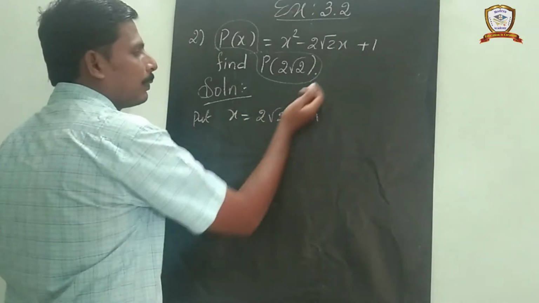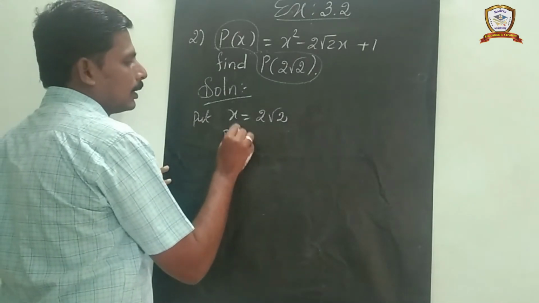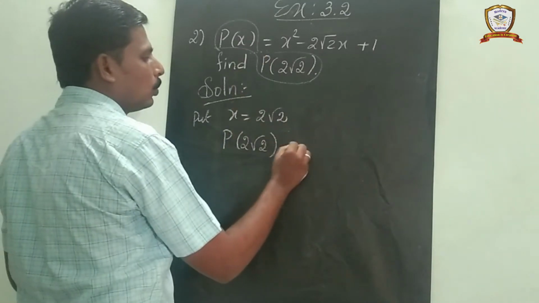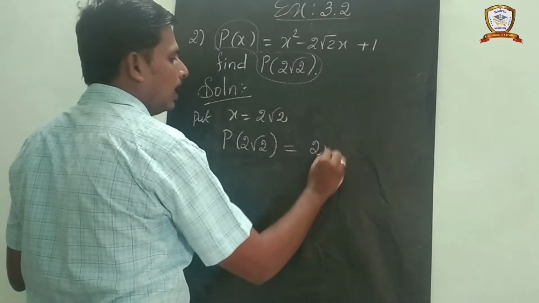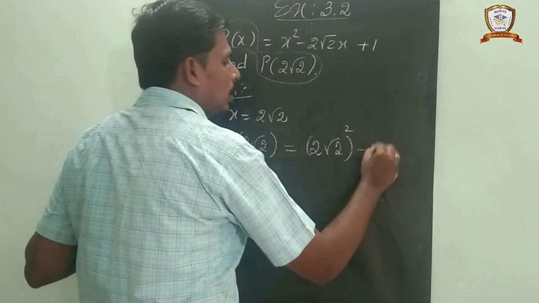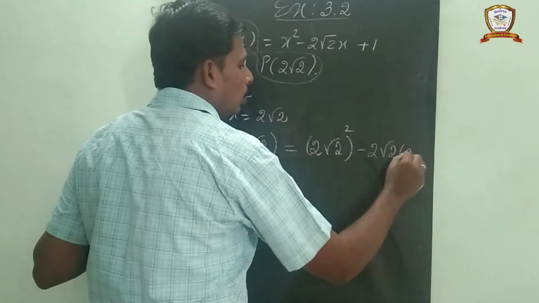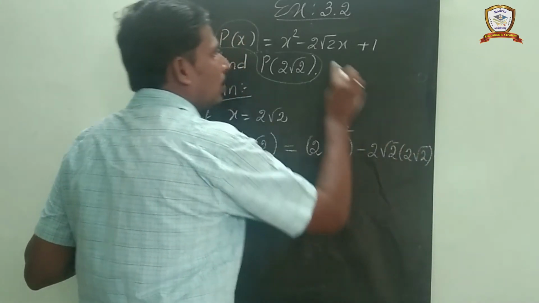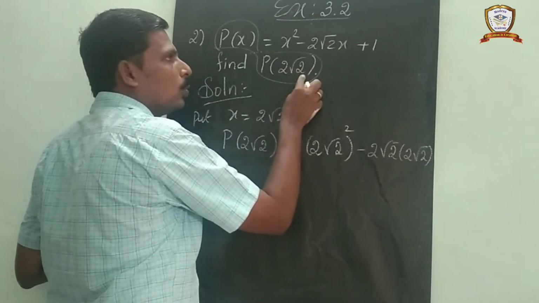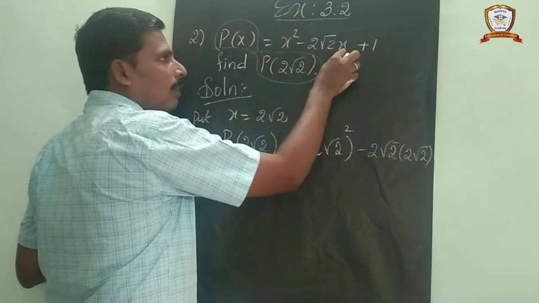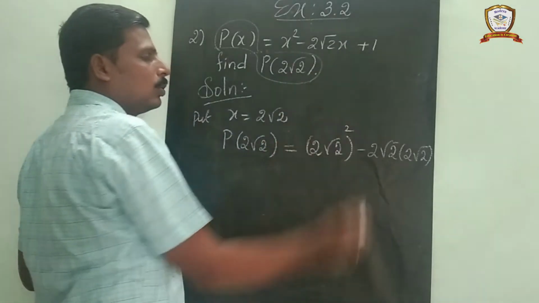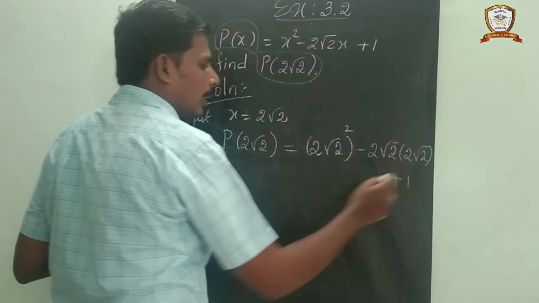P of x: x is replaced by 2 root 2, equal to x replaced by 2 root 2, the whole square, minus 2 root 2 into 2 root 2. Here the value of x is again 2 root 2. So here put the x value, root 2 plus 1.